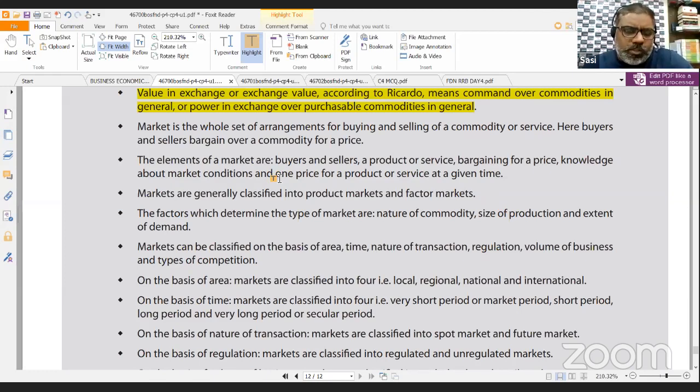And these economic goods are sold and bought where? That's what we call a market. Market is a whole set of arrangements for buying and selling of a commodity or service. And buyers and sellers bargain over a commodity for price.